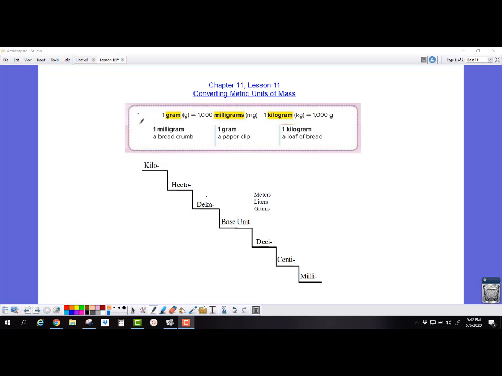So to review converting metric units, remember, if we're going down, we are multiplying by a power of 10. We're multiplying by 10 for every step we're going down. And if we're going up, we are dividing by a power of 10. And it is 10 for every step that we're going up.